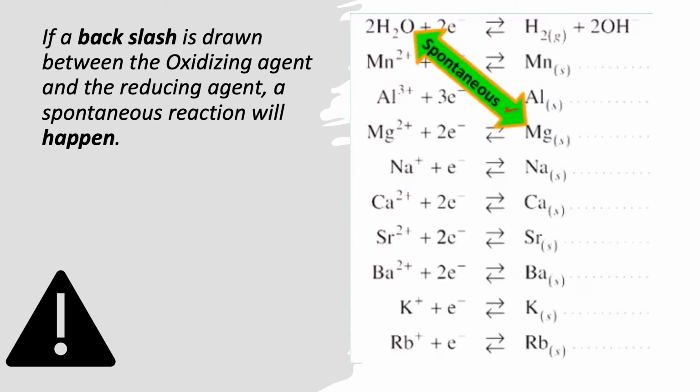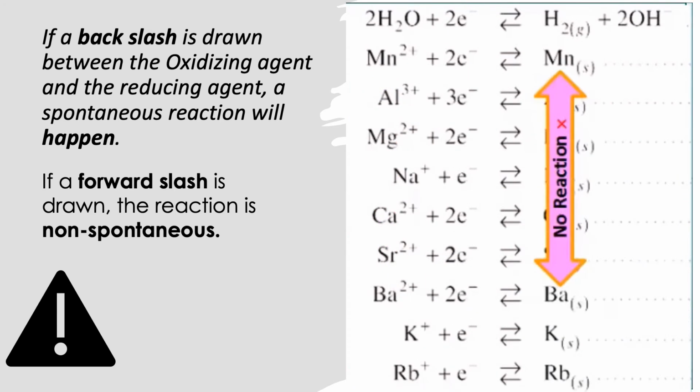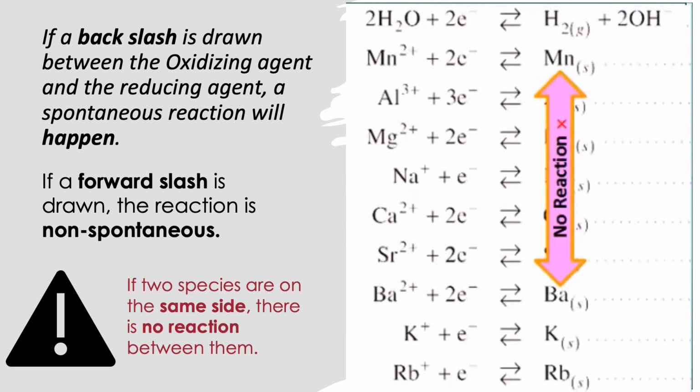As you might notice from the earlier examples, if a backslash is drawn between two species on the table, a spontaneous reaction will happen. But if a forward slash is drawn, the reaction will be non-spontaneous. In addition, if the two species are on the same side of the table, the reaction is non-spontaneous as well.